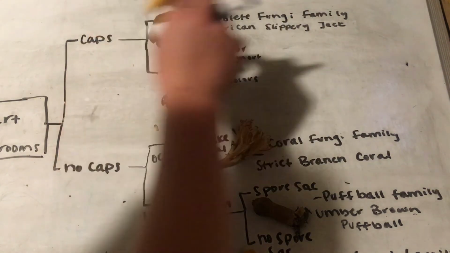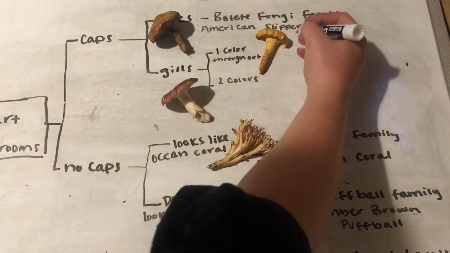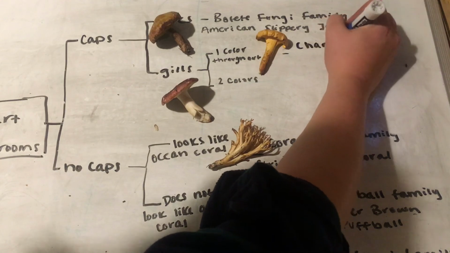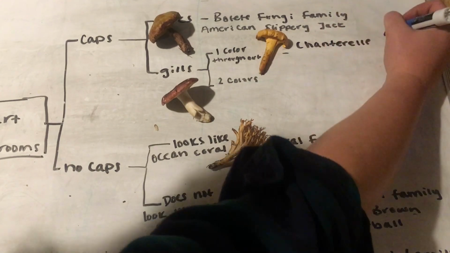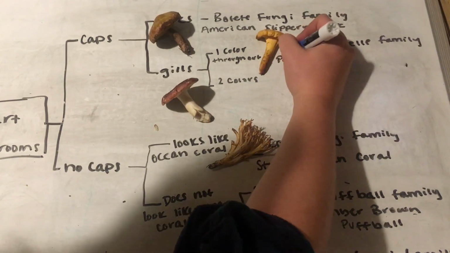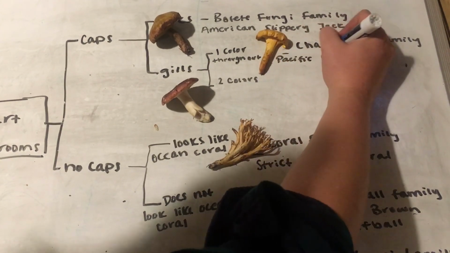Now each of these mushrooms is in their own individual groups, so we can ID them. Our yellow mushroom is in the chanterelle family. These mushrooms are tall and have curled, uneven caps and gills that travel down the stem. This mushroom is called the Pacific golden chanterelle.